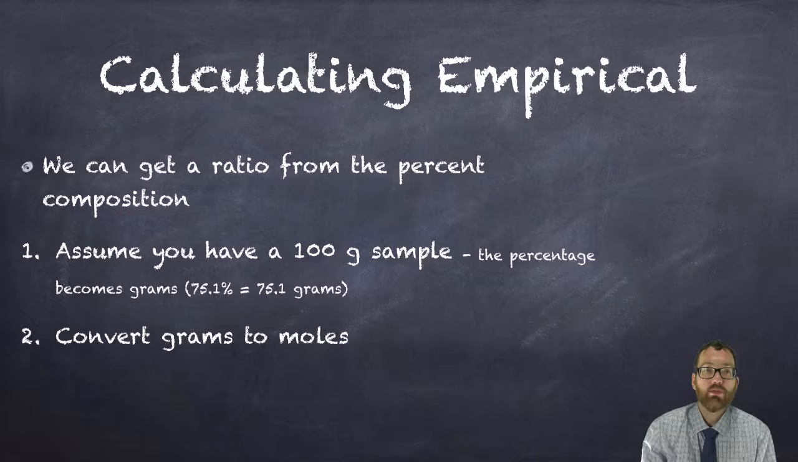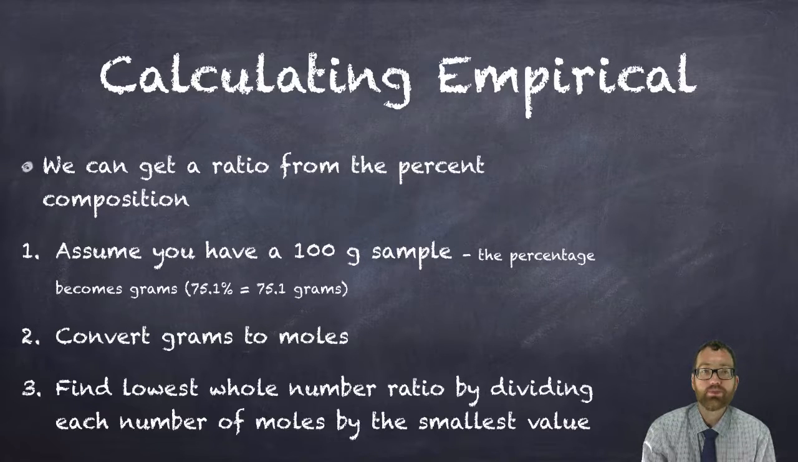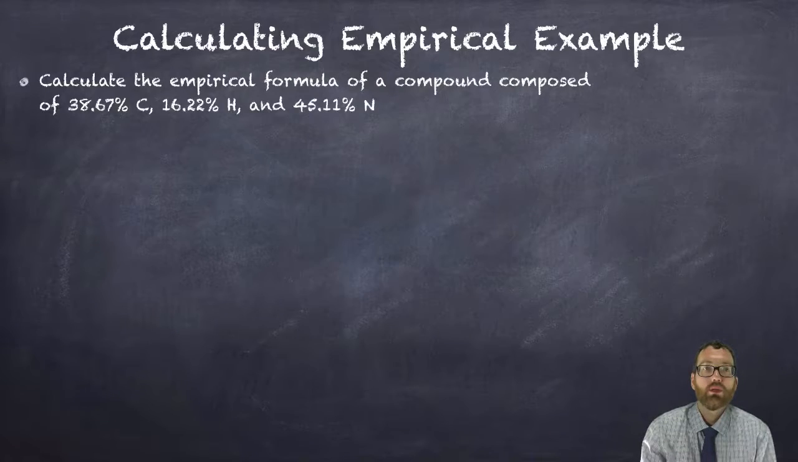Your next step is to convert from grams to moles, and we've been practicing this chapter by using our molar masses off the periodic table. Then you need to find the lowest whole number ratio by dividing each number of moles by the smallest value to find the ratio of all the values to each other. So here's an example. Calculate the empirical formula for a compound composed of 38.67% carbon, 16.22% hydrogen, and 45.11% nitrogen.